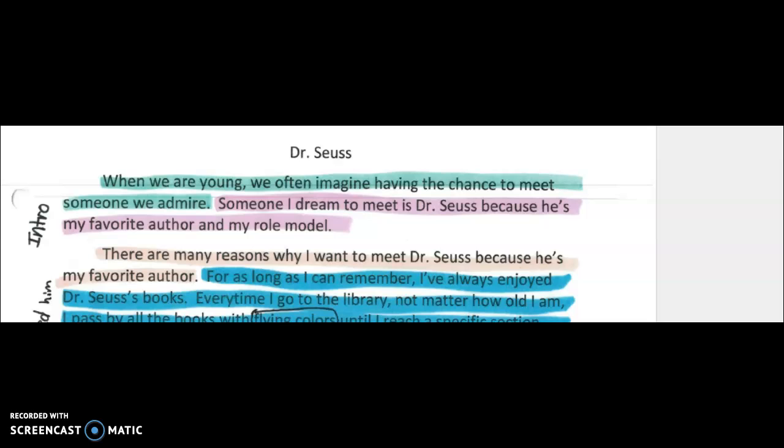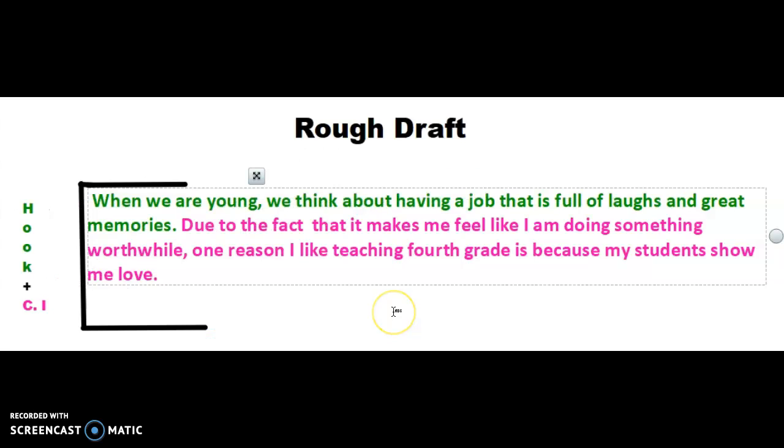For this one, the author tried to make people reflect on what they wanted as a child, and for those who are children like this author is, they try to make it feel like everyone feels this way when we are young. So I'm going to try and do something similar. When we are young, we think about having a job that is full of laughs and is very interesting. I'm not liking the interesting, so I kind of changed it a little bit. When we are young, we think about having a job that is full of laughs and great memories.